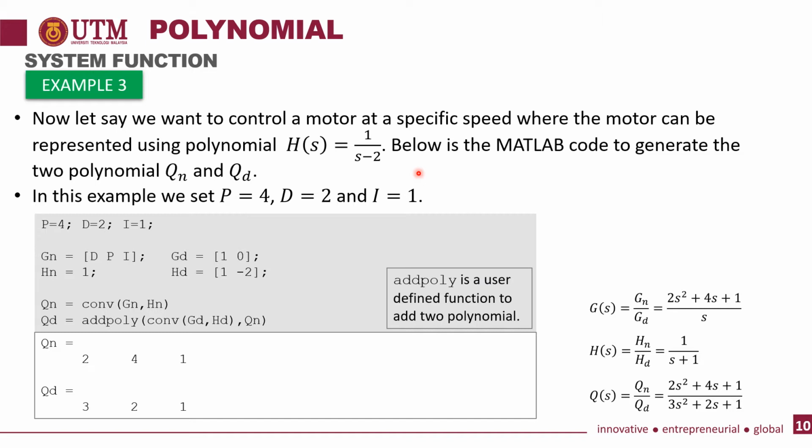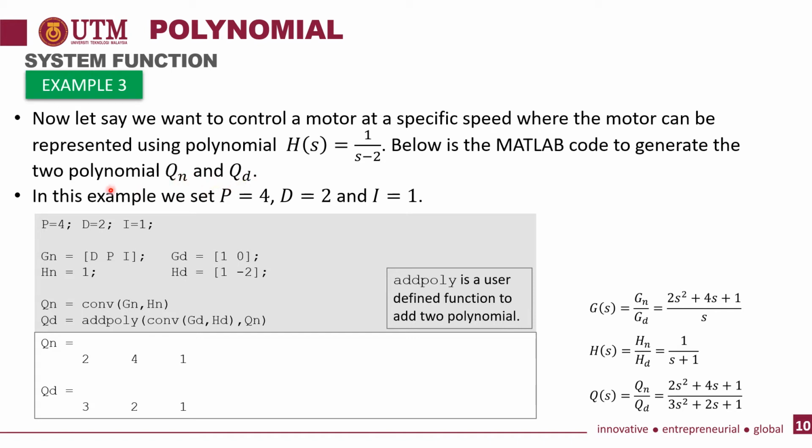Where the motor can be represented by using a polynomial H(s) = 1 over s minus 2. So right now, they already give you the equation for the plant. We have a typo here, so this is actually 1 over s minus 2, I'm sorry. Below is the MATLAB code to generate the two polynomials, qn and qd.